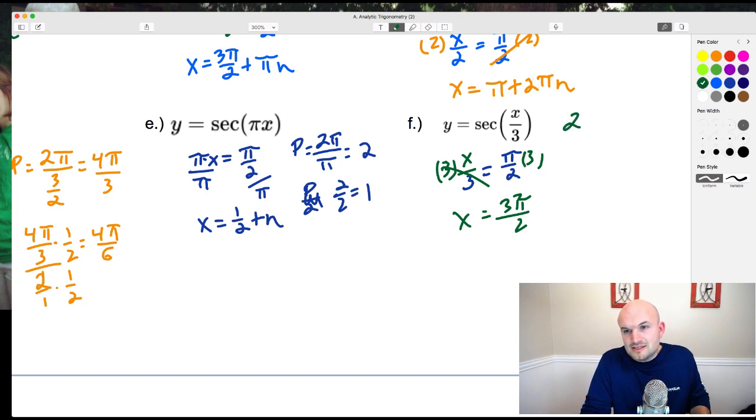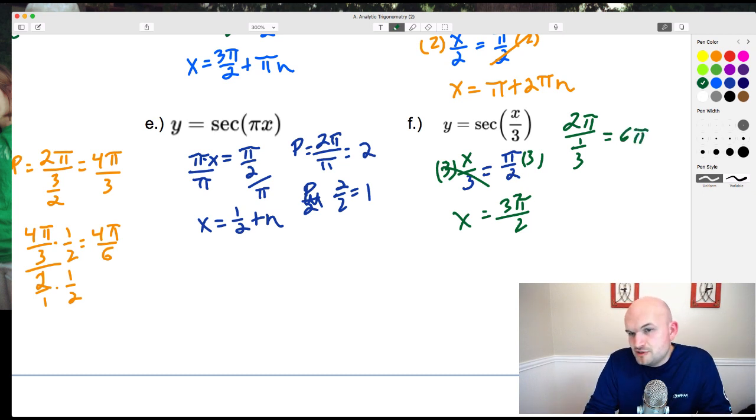But now where do the new asymptotes occur? So you just take your period divided by b, which in this case is 1/3. Multiply by the reciprocal, and you can see the period is now going to be 6 pi. Divide that by 2 and it's going to be 3 pi. So that's going to be 3 pi n.